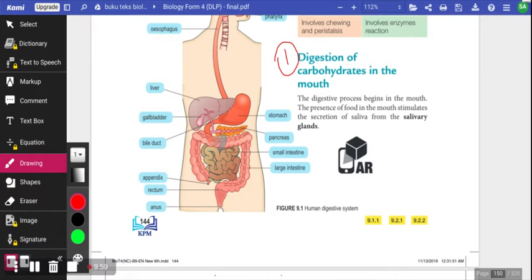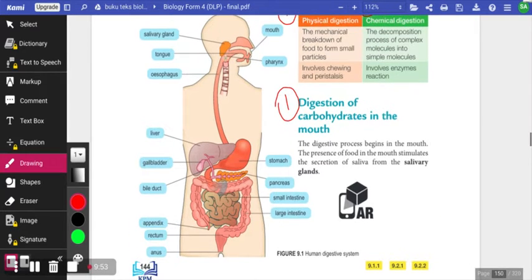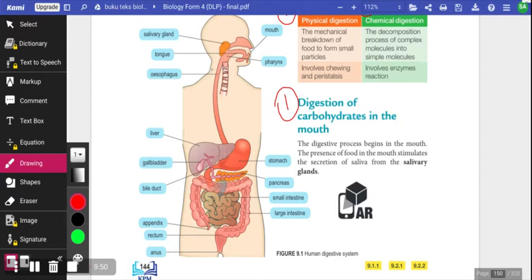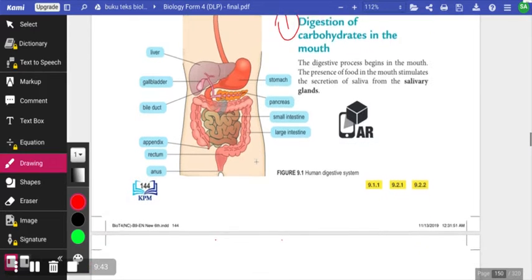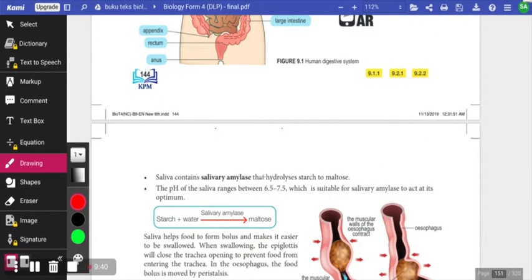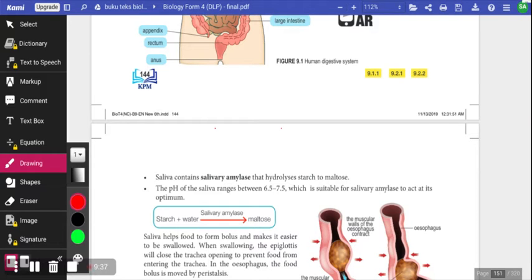Okay, so we continue on the digestion of carbohydrate in the mouth. As you can see, in the mouth we have a salivary gland. The salivary gland contains saliva, and in the saliva we have salivary amylase. Okay, salivary amylase. As you know, -ase is an enzyme. So this enzyme helps to hydrolyze. Hydro means water, lyse means breakdown. It breaks down the starch to maltose. Okay, and maltose is a form of disaccharide.